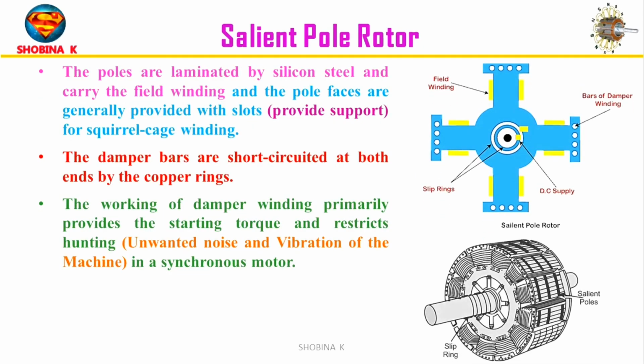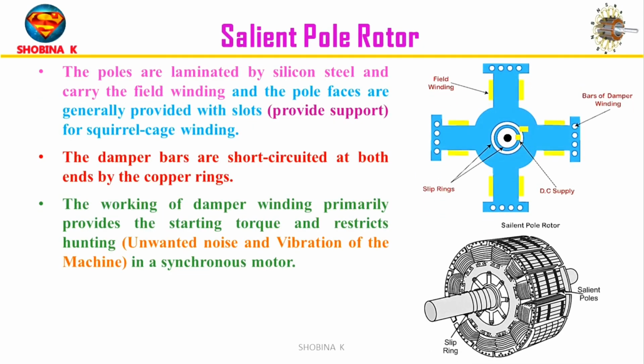The salient pole rotor has a large diameter and short axial length. The air gap in the salient pole rotor is non-uniform, and the poles project outward from the rotor surface. The poles are laminated by silicon steel and carry the field winding, and the pole faces are generally provided with slots which provide support for the squirrel cage winding. The damper bars are short-circuited at both ends by copper rings. The damper winding primarily provides the starting torque and restricts hunting, that is, the unwanted noise and vibration of a machine in a synchronous motor.